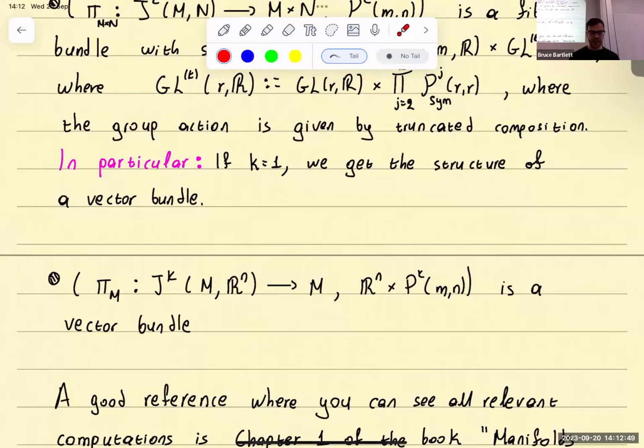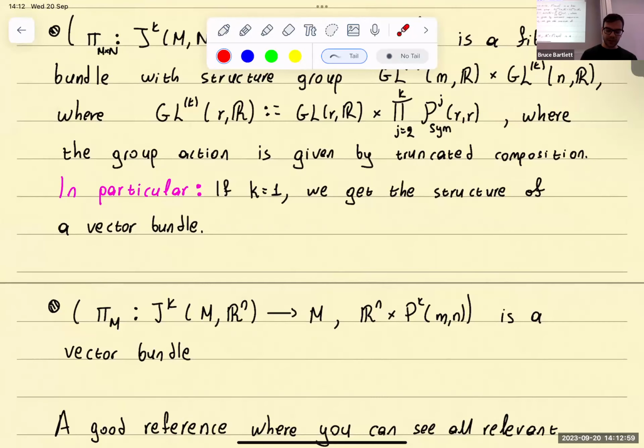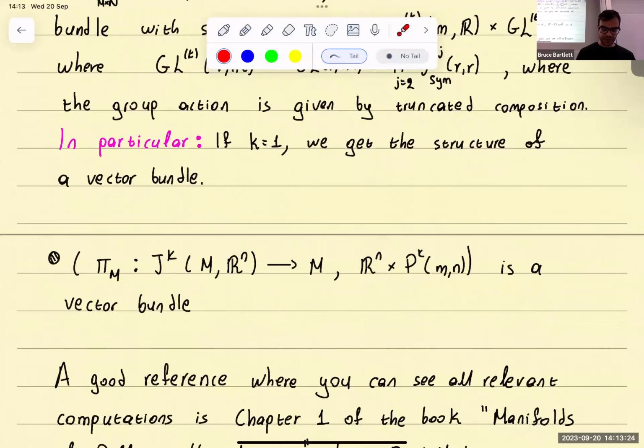Okay, and the other thing is, if we consider the fiber bundle where the base was M cross N, and instead consider the fiber bundle where the base is just M, so we just project in the M direction, and N happens to be Euclidean space, the fiber is R^n cross the space of polynomials, but it's actually always going to have the structure of a vector bundle. So the coordinate changes are actually linear in the fibers, which is pretty interesting.